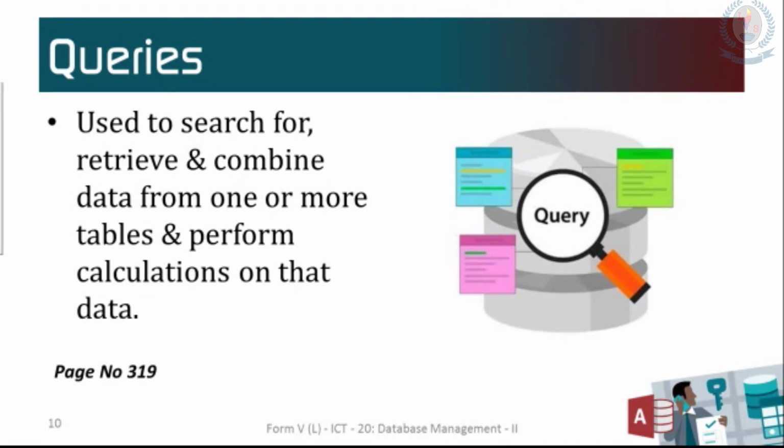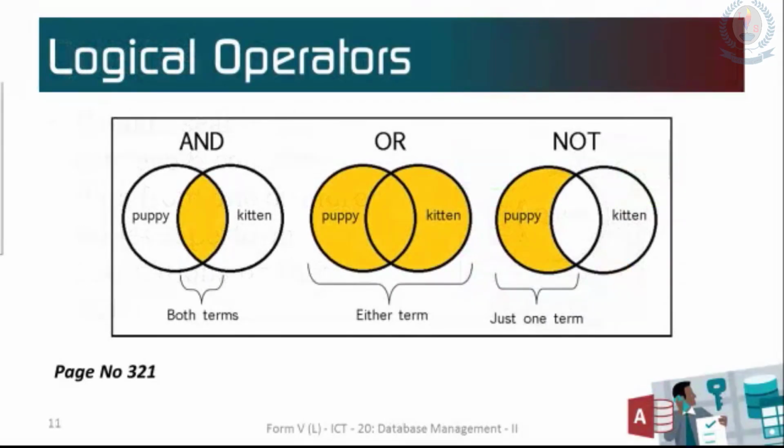Then queries. This is used to search for, retrieve and combine data from one or more tables and perform calculations on that data. In queries you can use these logical operators: and, or, not. And means if you want to search something with both records. Or means if you want to display the records from either one item. Not means without that data, the other data will be taken as the result.